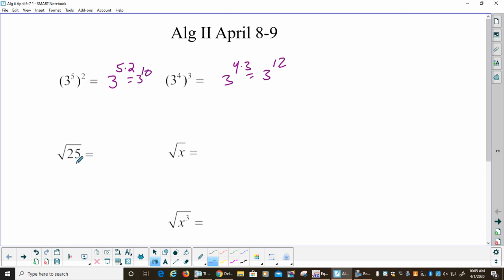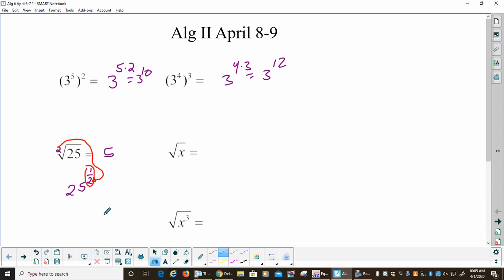Okay. This, you know, square root of 25 is just 5. I'm just practicing with you guys to rewrite this a different way. This would be 25 raised to the 1/2 power. It's a square root, so remember your exponent is going to be a fraction. It's going to be a half. This 2 is showing up here in the denominator.